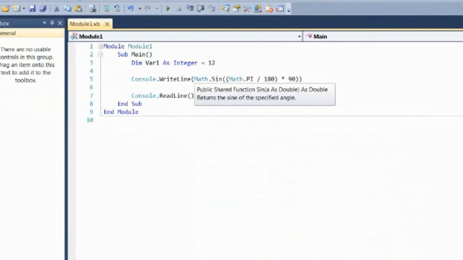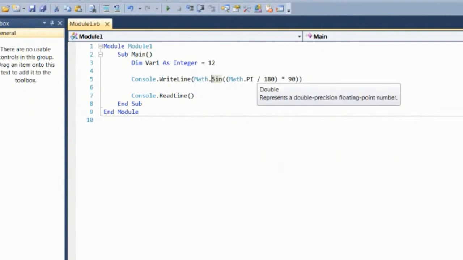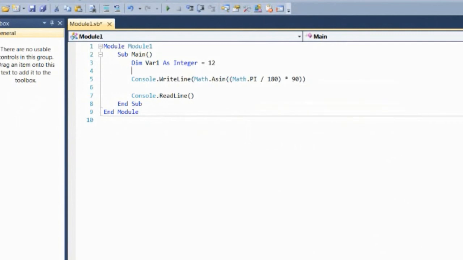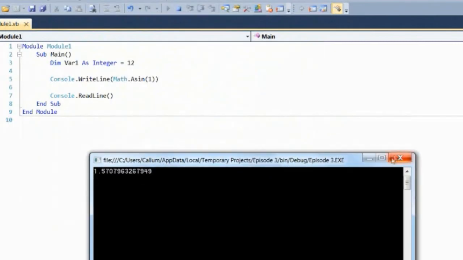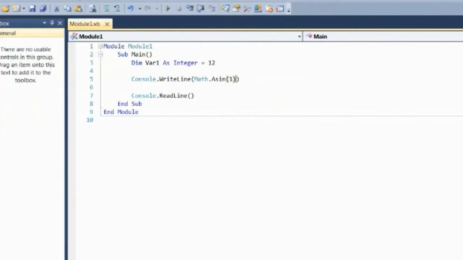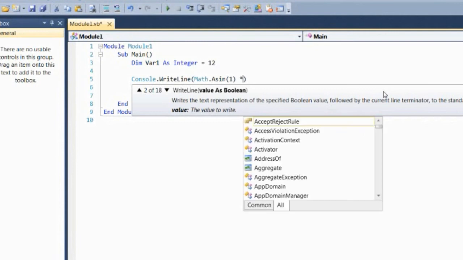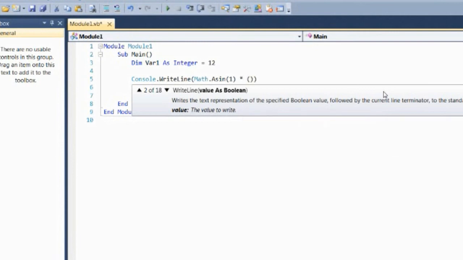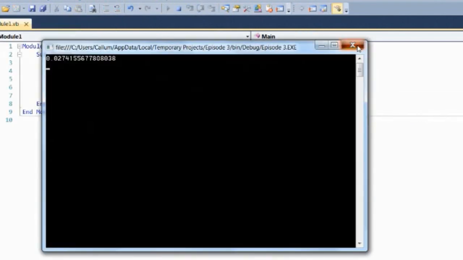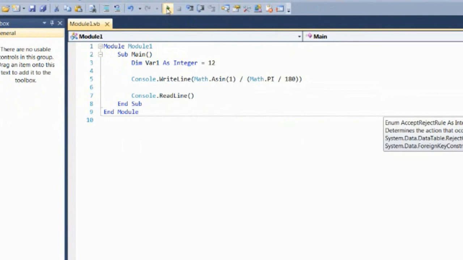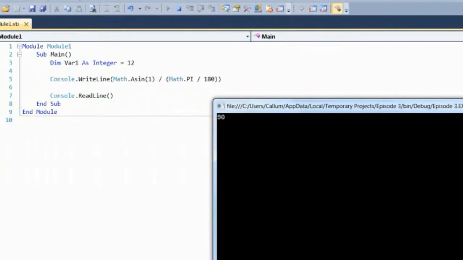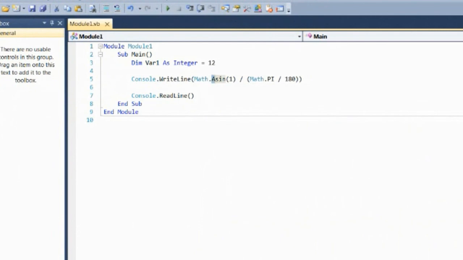So sin, cos, and tan. If you want the inverse sine, inverse cos, or inverse tan, you put an A in front of it. So inverse sine of 1, that should return 90, but it's in radians. This time you don't do it inside the brackets, you just do it here. I think it's divide by. No, maybe it's times by. I'll try times by Math.PI over 180. No, it's divide. So it's divide by Math.PI over 180. There we are, 90. So that's how you do the inverse sine. Inverse cos, inverse tan is all the same. You just put an A in front of it.